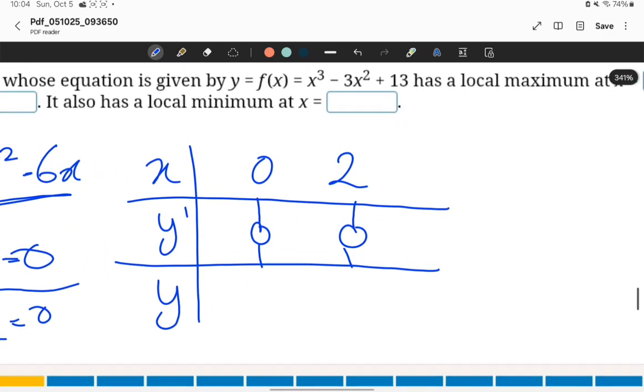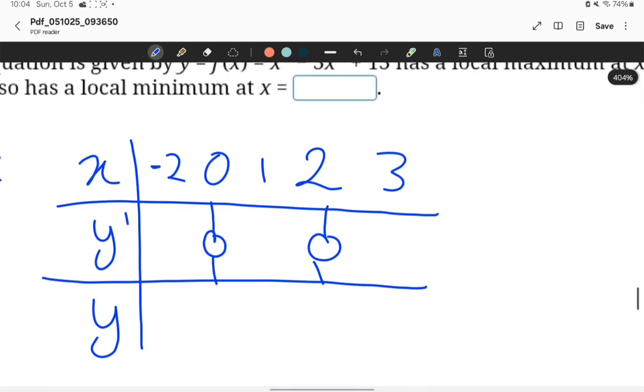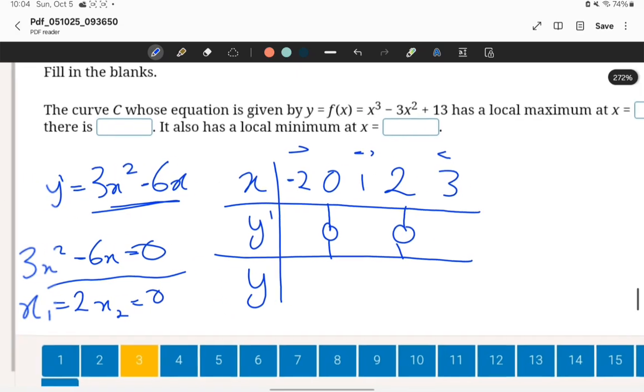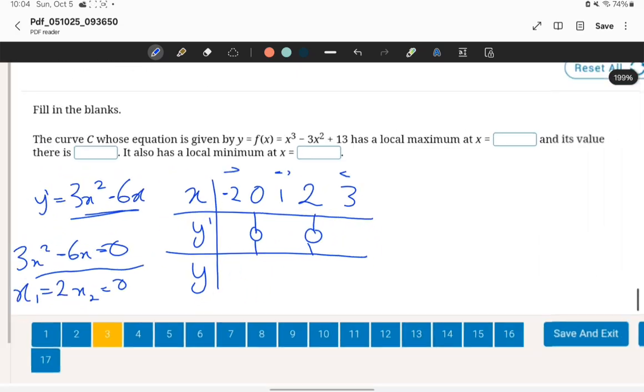Now you're going to take values before 0. For example here I'm going to do -2. In between 0 and 2 I'm going to do 1, and after 2 we'll do 3. It doesn't matter what the values are, just make sure it's less than here, in between, and greater than here. So you're going to take these and substitute them into y prime.